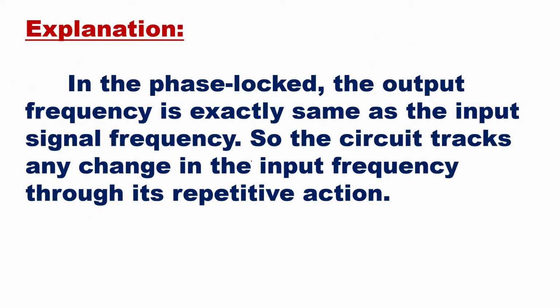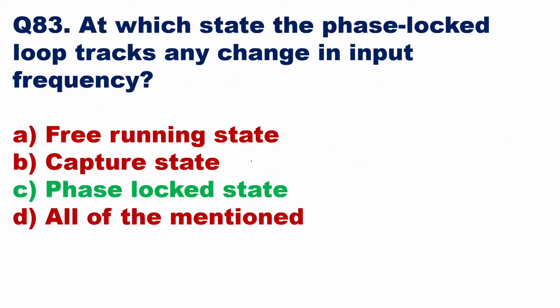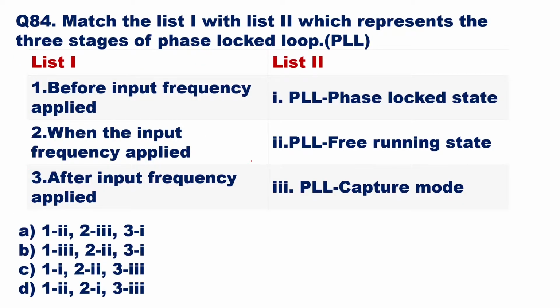So here you can see the explanation. In the phase locked state, the output frequency is exactly same as the input signal frequency. So the circuit tracks any change in the input frequency through its repetitive action. So here you can see option C will be the right answer. It is the state where you are going to track any change in input frequency. The PLL is going to track any change in the input frequency. Then we'll go to question number 84. Match the list 1 with list 2, which represents 3 stages of phase lock loop.